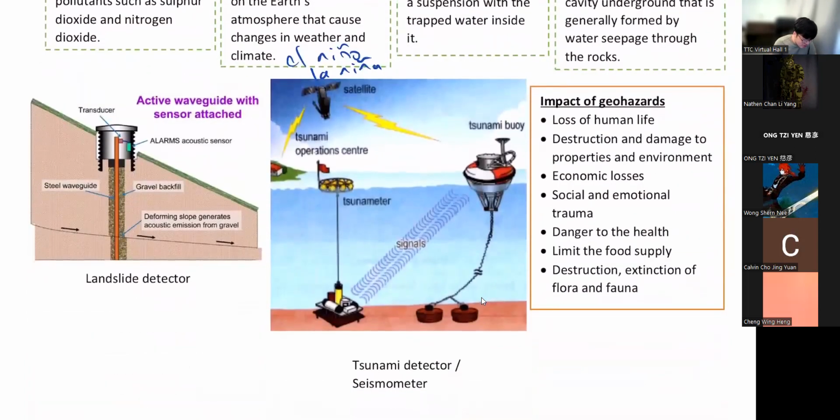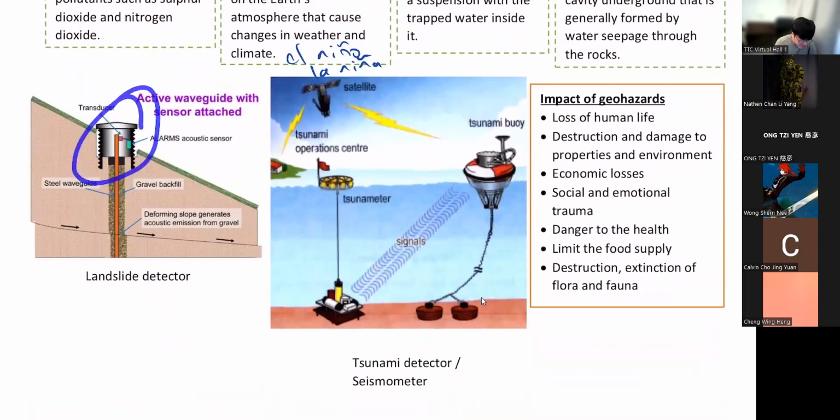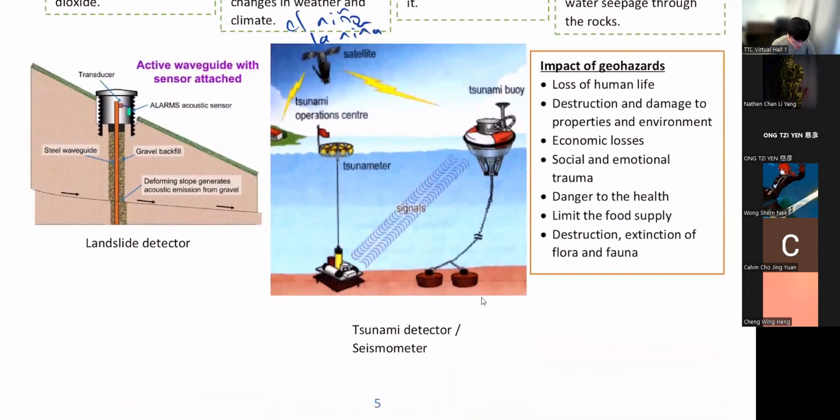So how do we solve this problem using technology? For landslides, you have something called a landslide detector. And for tsunamis, you have a tsunami detector. Japan is very good with this, because around the Japan coastline they have something called a tsunami buoy. As they detect it going up and down very massively, they know a tsunami is coming. So they send a signal to the satellite, the satellite sends it to the operation center, and they evacuate. The Japanese will not die from a tsunami.